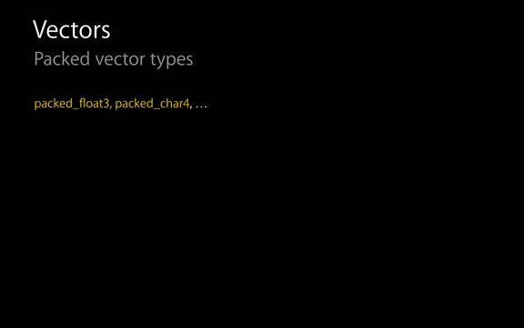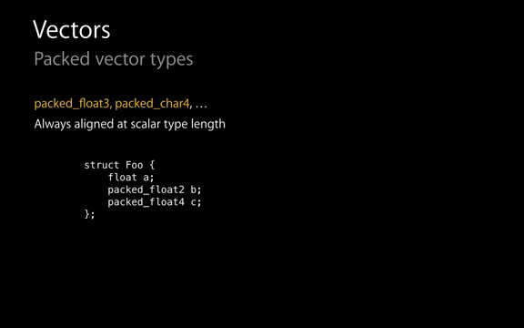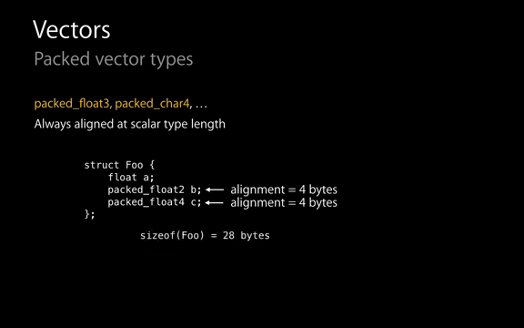They are just like the aligned vector types. They're declared with this packed underscore prefix. You can do all the operations on these types as you can on the aligned vector types. The only benefit is they're aligned at scalar type length. So if I declare the same struct now, but use the packed types, then these are aligned correctly, and so the size of foo is going to be 28 bytes.